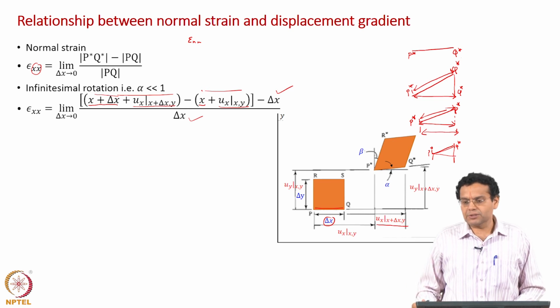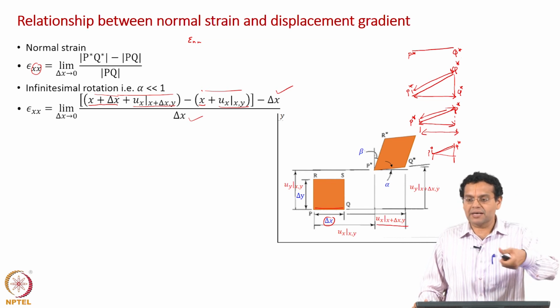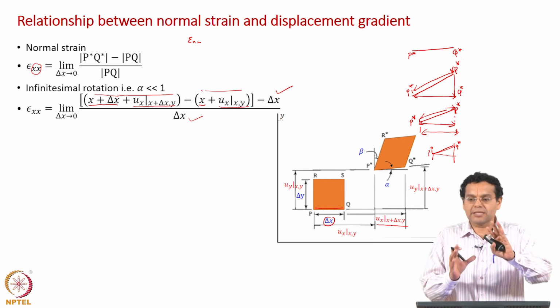What is the x coordinate of Q star? It is the original x coordinate plus the displacement. Remember, that is what we did in the earlier slides. To find out the x coordinate of C, what did we do? 1 plus the displacement of that point.